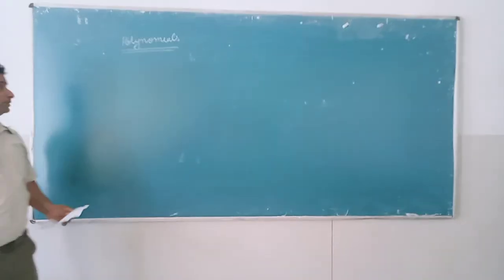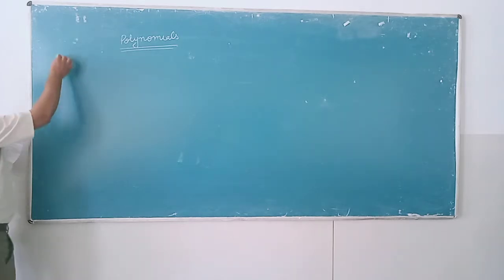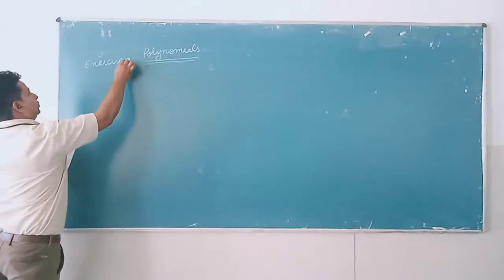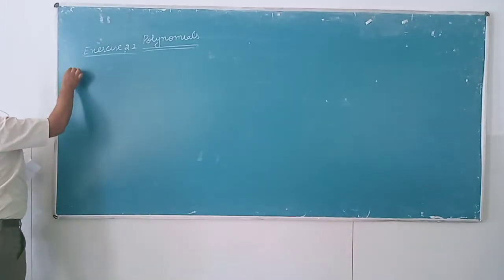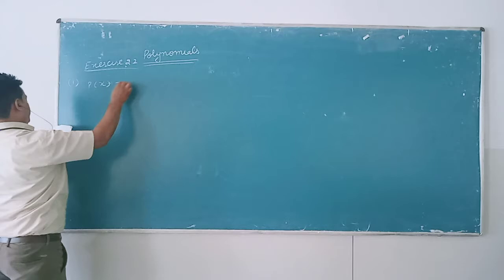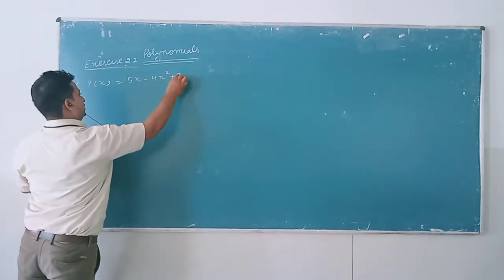Good morning, students. Today we will discuss the roots of the polynomial, that is exercise 2.2. In exercise 2.2, the first question is to find the value of the polynomial. The polynomial is p(x) = 5x - 4x² + 3.